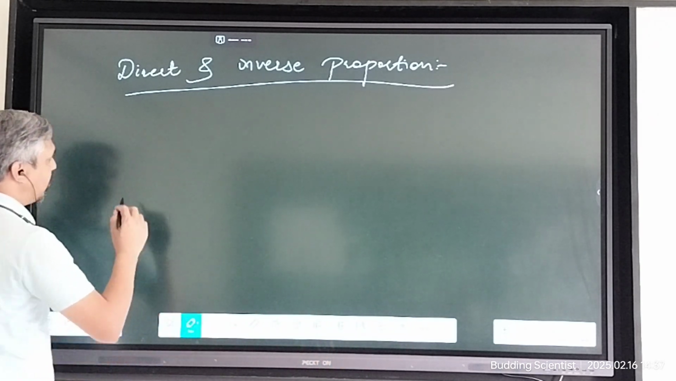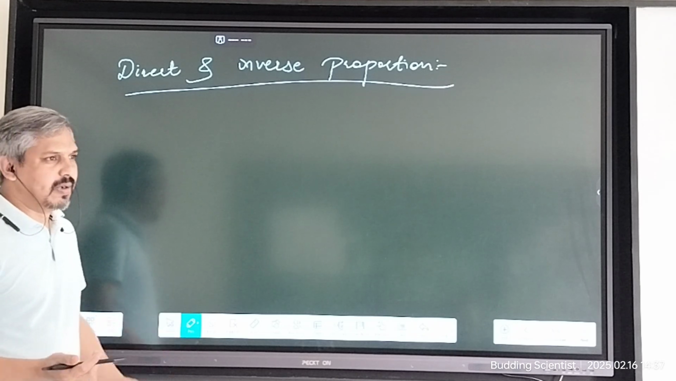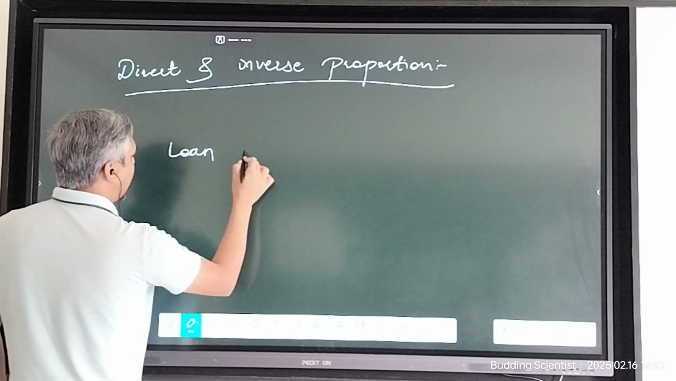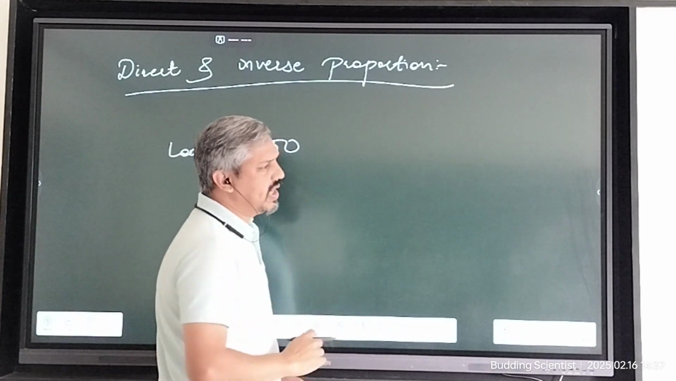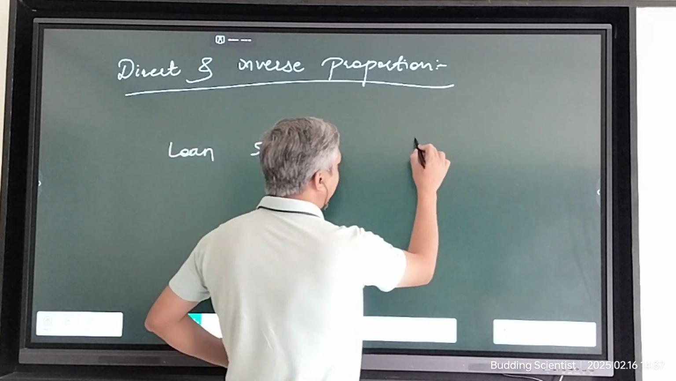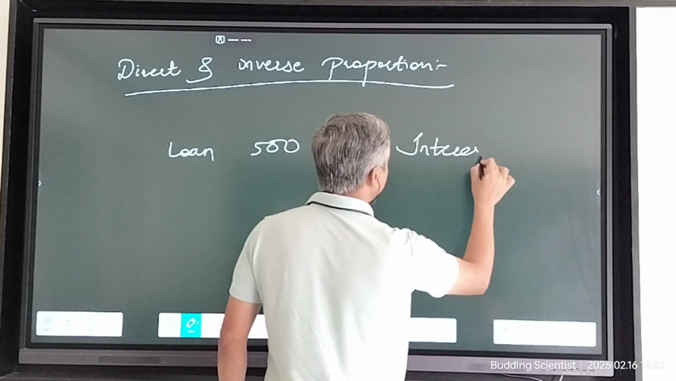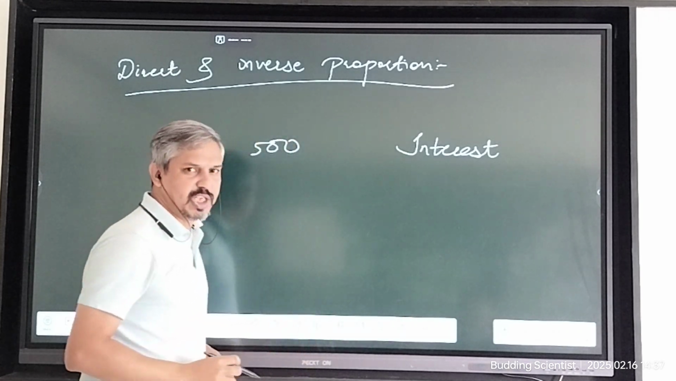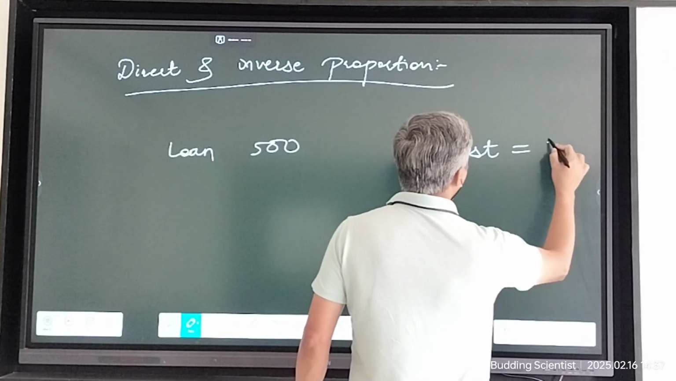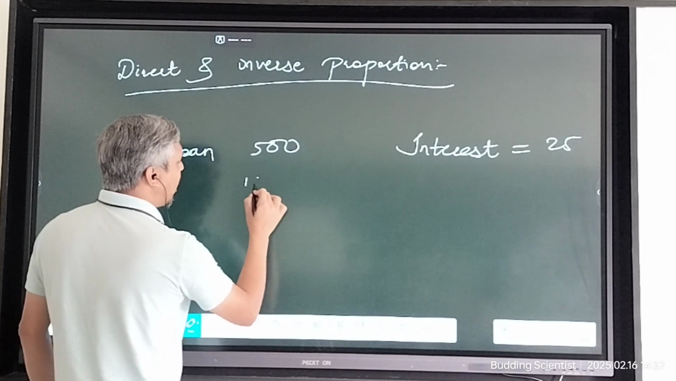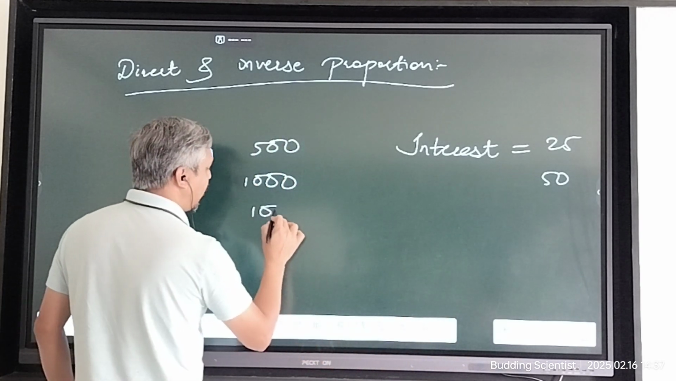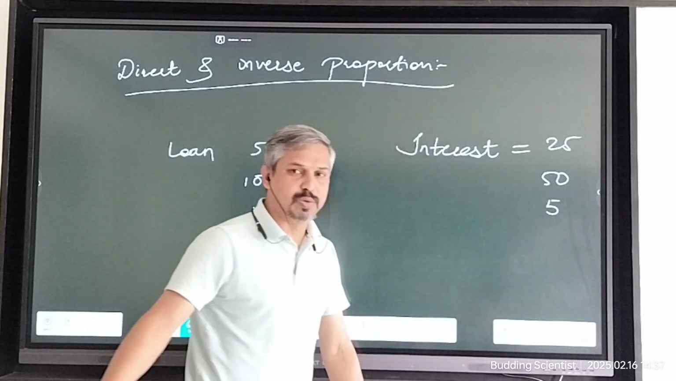Let's say I take a loan of rupees 500, and we agreed that I'll be paying 5% interest on it. So the interest that I pay in 1 year is proportional to the principal amount. If I take 500 rupees, I pay interest equal to 25 rupees. If I take a loan of 1000 rupees, I will have to pay the interest of 50 rupees. If I take the loan of 100 rupees, I will have to pay the interest of 5 rupees per year.